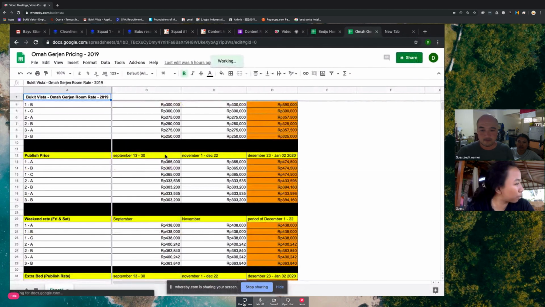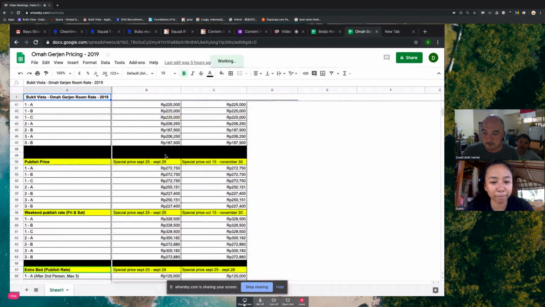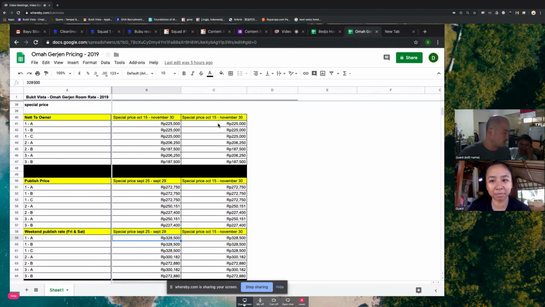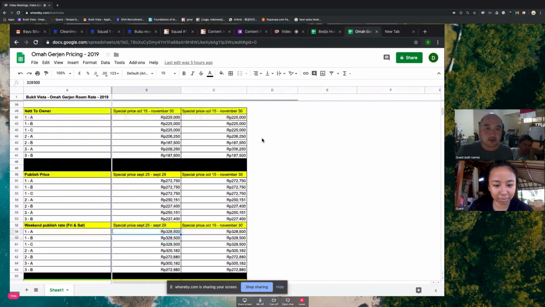I tried to reduce the price by 25% and still have a weekend publish rate, but I think it's not really working. So right now I'm trying to set all the prices flat, the same, whether it's a weekend or not. Because it's really low season in Jogja, so probably the weekend rate isn't really helping much. I see, interesting. Show me some more.